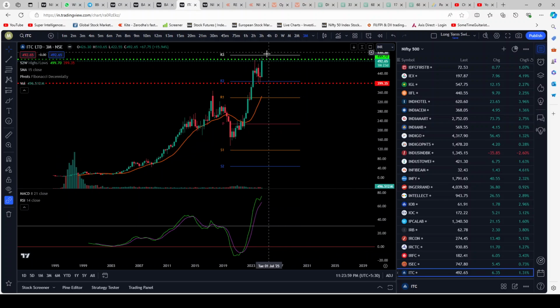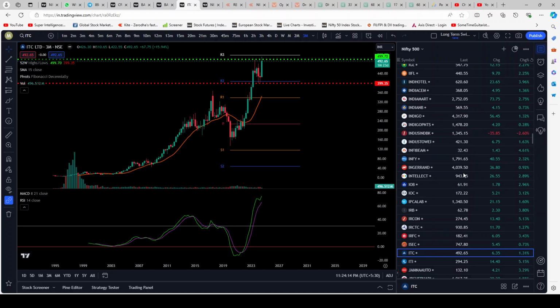Believe me, if this R3 is crossed, this can go up like a rocket. It may consolidate with this. If there's some bad news, it may stay over here for some more time. But once this R3 in Fibonacci is crossed, it can go up like a rocket.